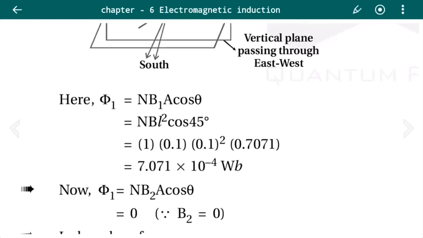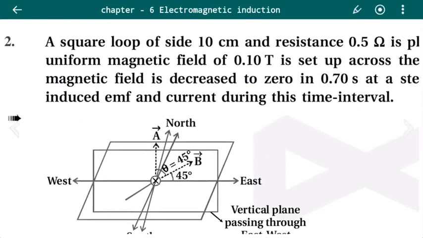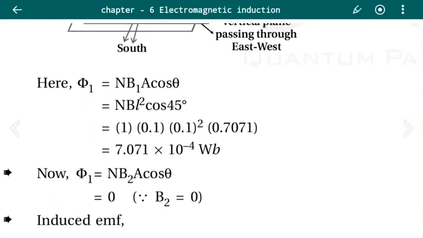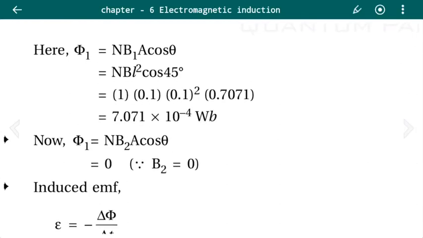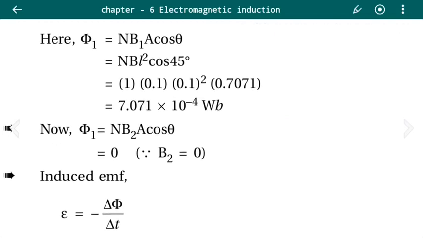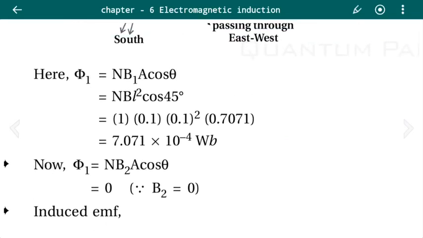N equals 1, B equals 0.1. L is 0.1, since it is given as 10 centimeter, converting it into meter, that is 0.1 whole square. And cos 45 degree, its value is 0.7071. So when we calculate this value, we get 7.071 into 10 raised to minus 4 Weber. Now we got the value of phi 1.